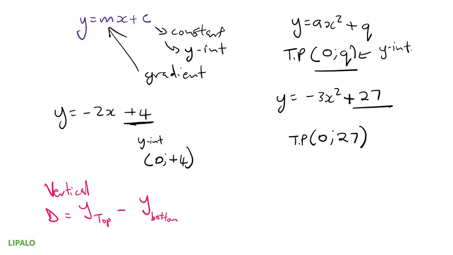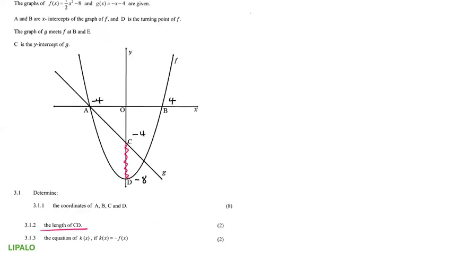If I'm dealing with a horizontal distance, my distance will be equal to the x value on the right minus the x value on the left. This is always the case if I'm calculating distance. However, if it's a diagonal, we'll speak about something else. But in this case, I have a vertical distance.